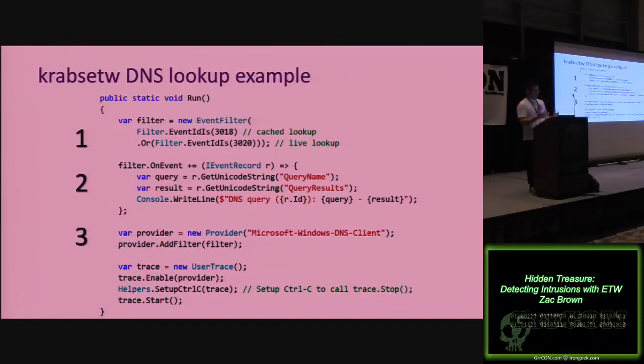Number 3, we're going to create a subscription to the provider Microsoft-Windows-DNS-Client, and we're going to add the filter to it. Then we're going to make our trace and enable the provider on that trace. Then we call start.